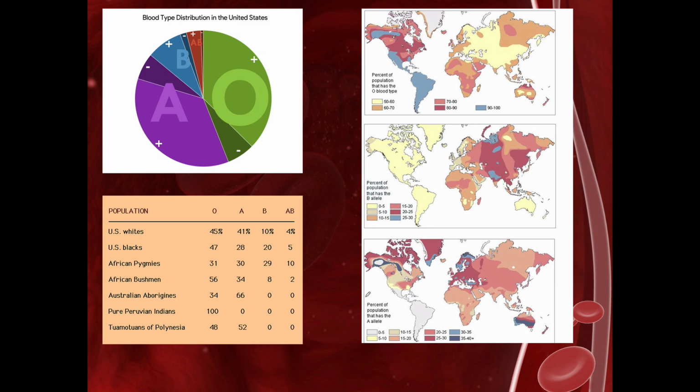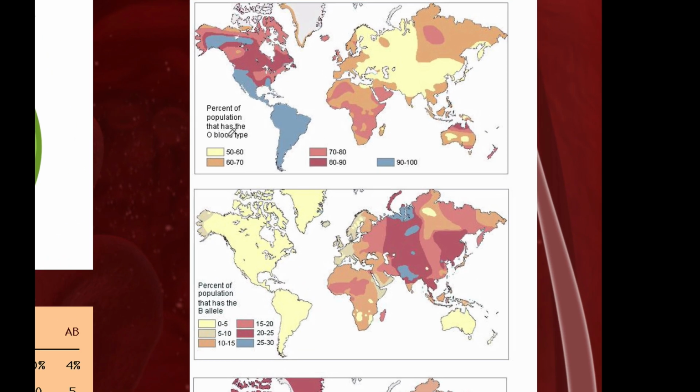If we look at the world and its population, and we focus in on a singular blood type, you can see percent of the population that has the O blood type. There are some places where O completely dominates. 90 to 100% are all found in these blue areas. 80 to 90% are the dark red. So you can see a great deal of North America is either O or 90 to 100% or 80 to 90.